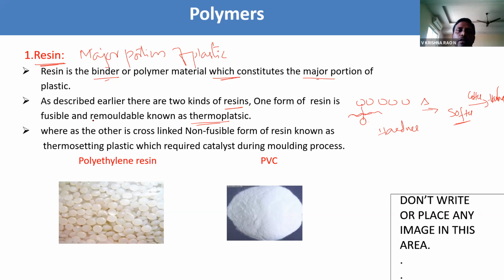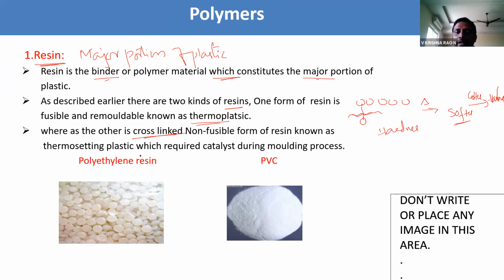As described earlier, there are two kinds of resins. One form of resin is fusible and remoldable, known as thermoplastic. The other is the three-dimensional cross-linked, non-fusible form of resin, known as thermosetting plastic.